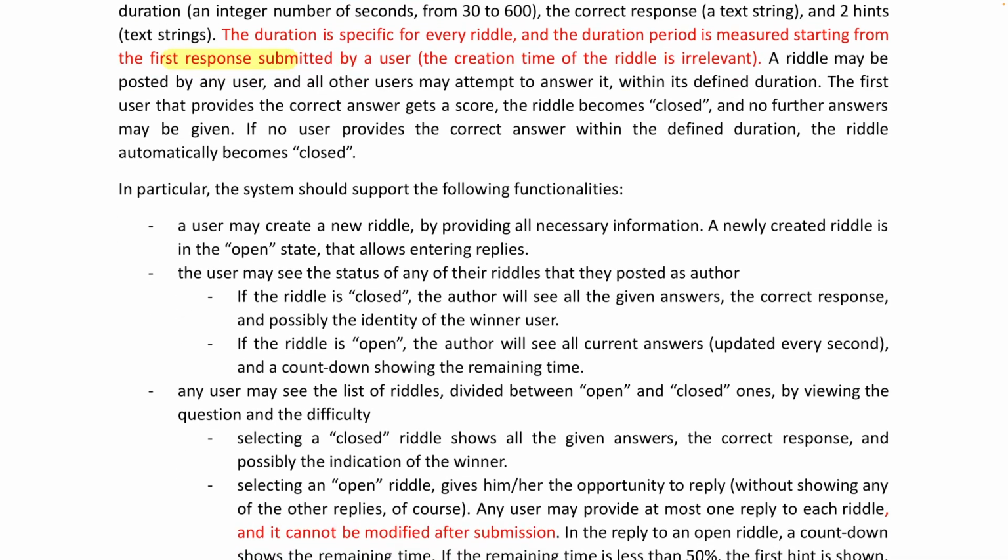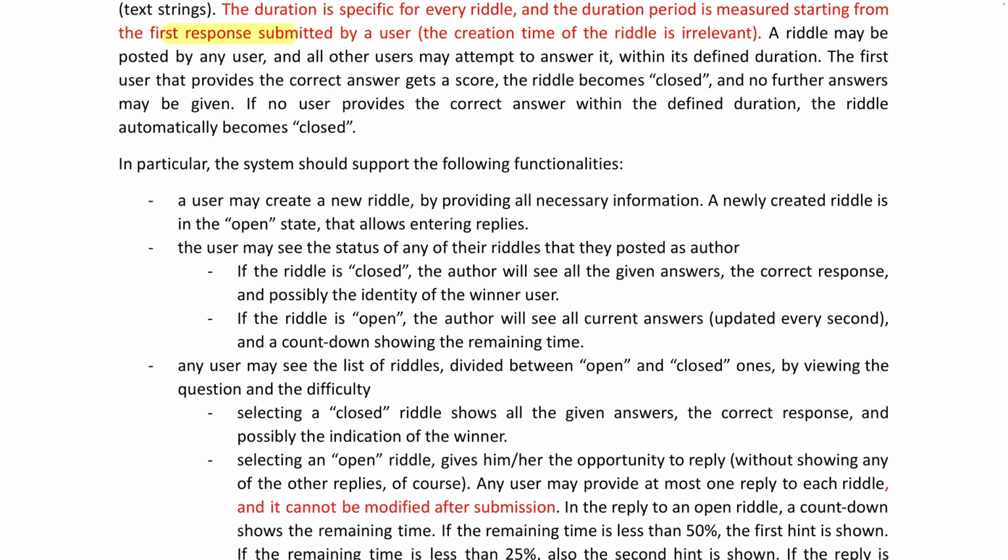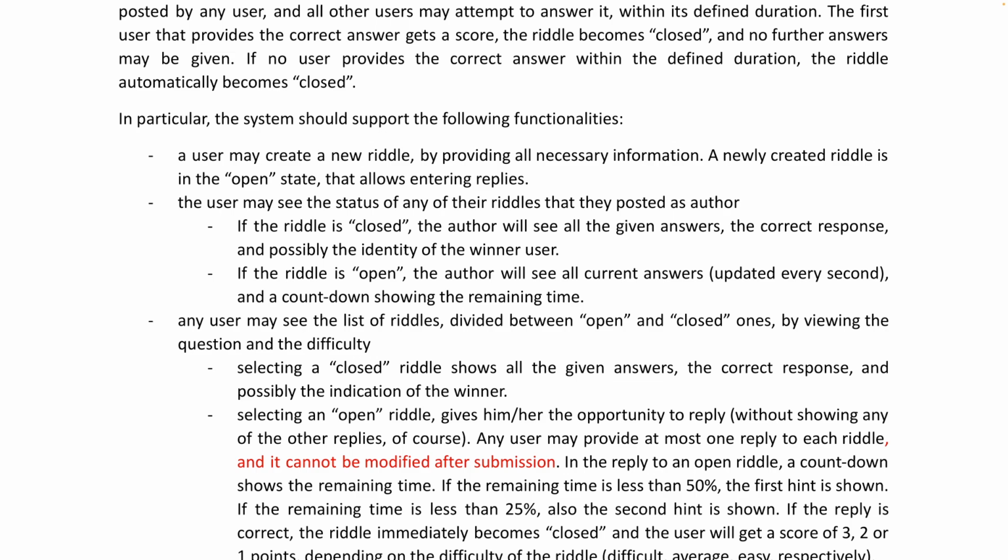Here, concerning the functionalities, we have that a user may create a new riddle by providing all the necessary information. A newly created riddle is in the open state that enables entering the replies or the answers to that riddle. Then the user may see the status of all the riddles that he has posted as the author of them. If it is closed, the author will see all the given answers by the other users. If it is open, he can see the current answers.